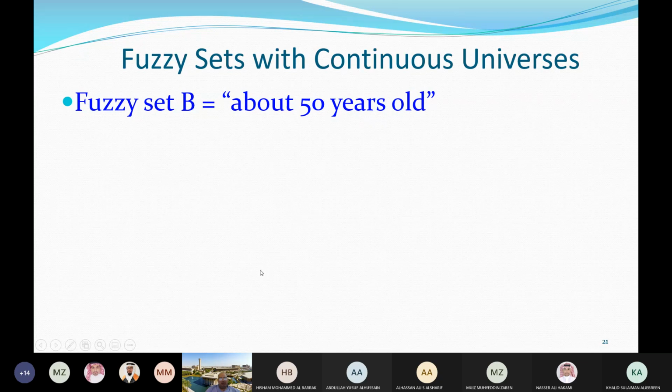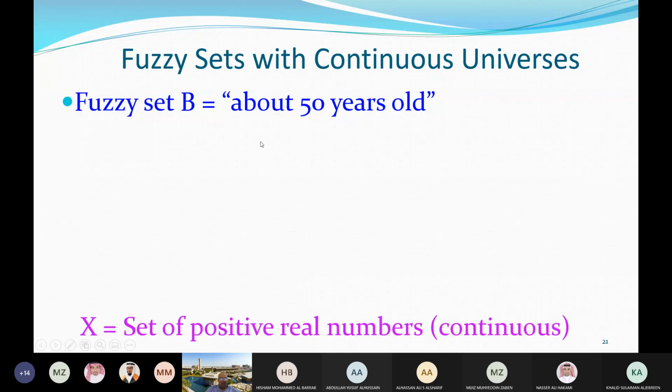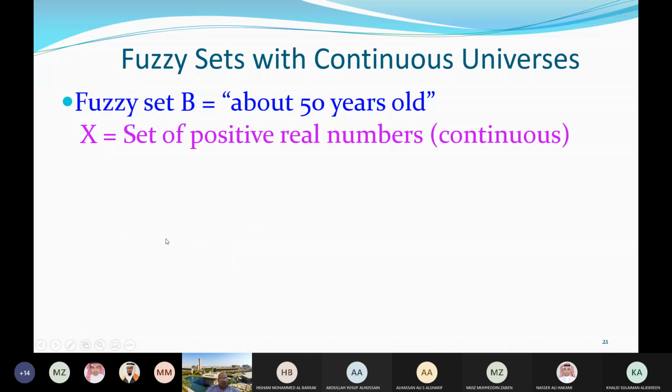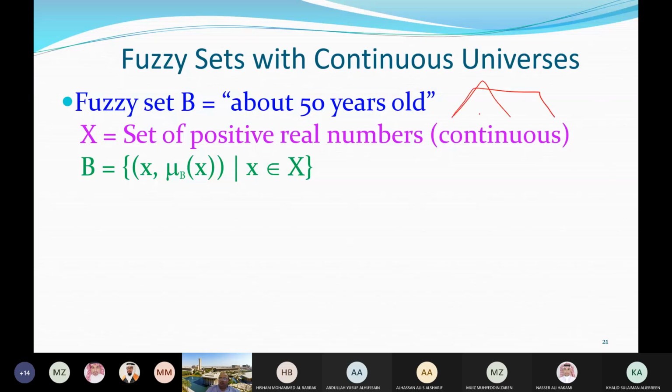Fuzzy set B, about 50 years old. About 50 years old. This is continuous. Could be 49.5, 49.7, 40.3, whatever the age. So this is a set of positive real numbers, continuous. And you can define B as the value with the membership. You can define the membership as whatever. You can define it as triangular, trapezoidal, or any membership function you can define here.